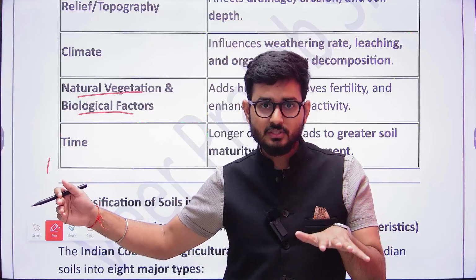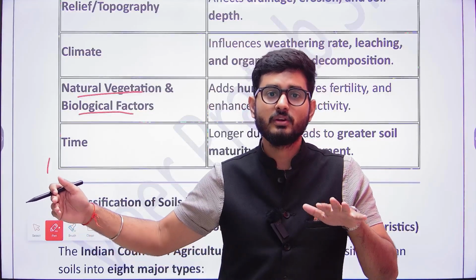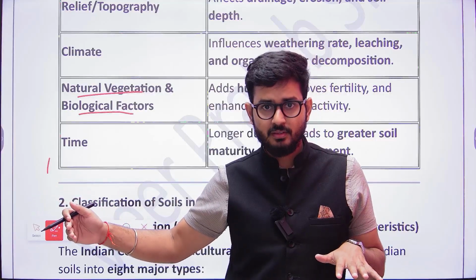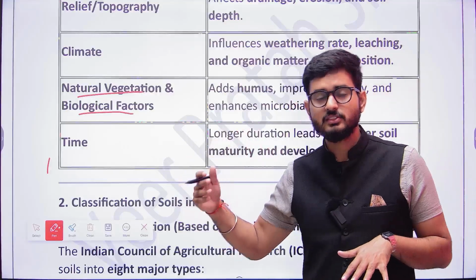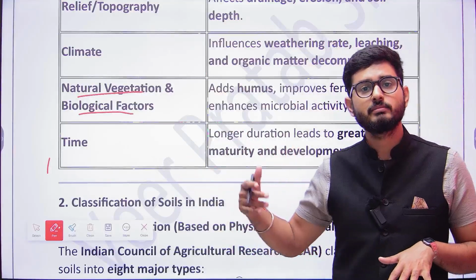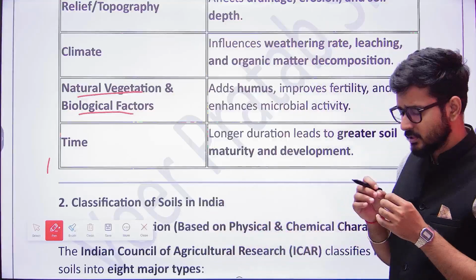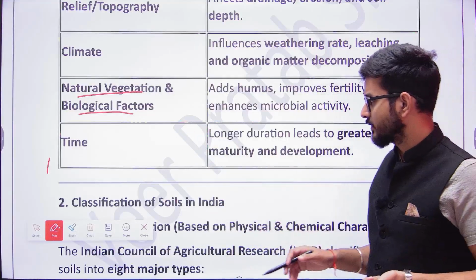Why? Because this soil is totally dependent on the climate and precipitation, and there are no biological factors. So leeches and microorganisms are going to enhance the rate at which the soil becomes much faster in nature, much more fertile in nature, much more finer in nature, sorry. And then finally time, I have already explained that to you.